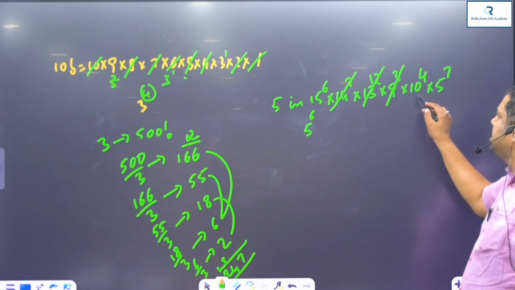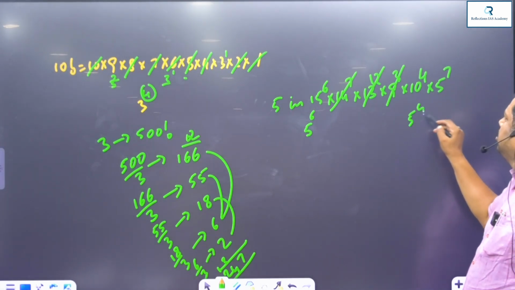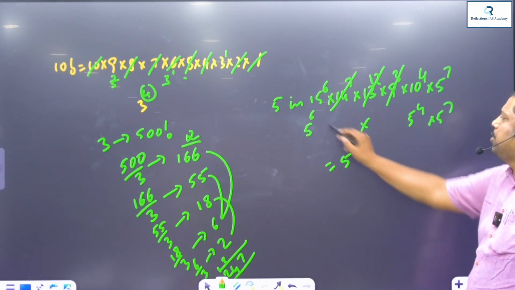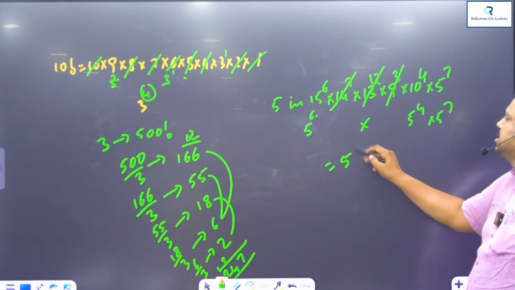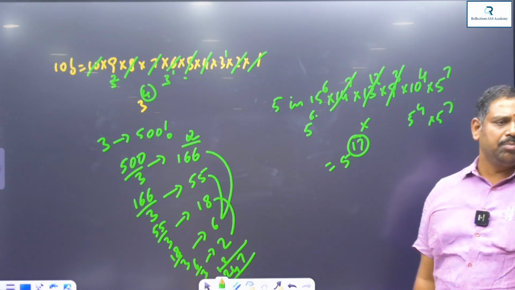Okay. 10 means 2 into 5, right? I don't have any work with 2. So 5 power 4 into 5 power 7. These all if you multiply, highest power of 5 means 6 plus 4 is 10 plus 7 is 17. Highest power of 5 is 17. Hope you understand. This is the concept of highest power.